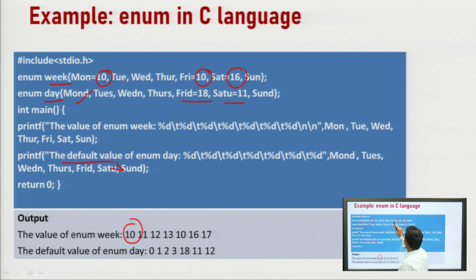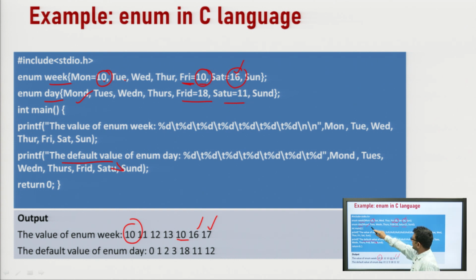Now, the value of this Friday member is already assigned. So, 10 will be printed over here, just see here 10 is printed. Now, Saturday is already assigned. So, the assigned value 16 is printed over here. Now, for Sunday it is not assigned. So, the next value after 16, the previous one, will be 17. So, 17 will be printed.